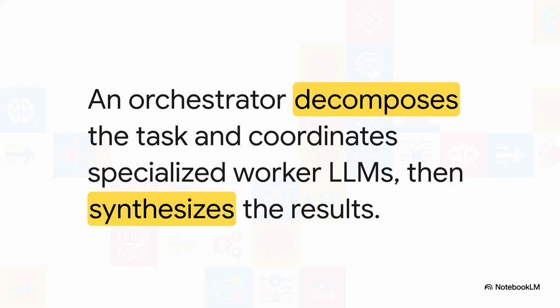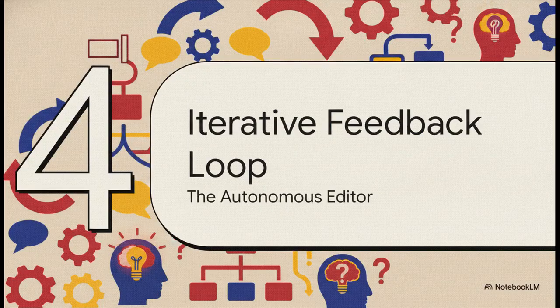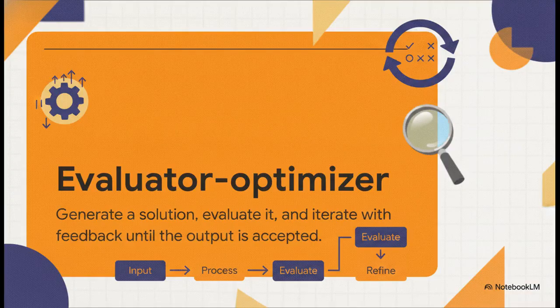This is where AI automation starts to feel truly intelligent. Part 4, the iterative feedback loop. Say hello to the autonomous editor. This right here represents the most complex pattern in our entire toolbox. I like to call this the autonomous editor, mostly because it closely mimics how human beings actually work, learn, and iterate to improve something until it's perfect.